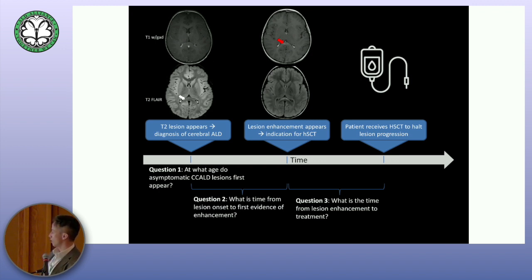One thing I want to point out is, in this multi-institutional cohort with lots of patients, half of the patients showed up with a T2 lesion and no enhancement. Half of the patients showed up with a T2 lesion and had enhancement. So we called this group the delayed enhancement cohort. It's not necessarily the case that if you're diagnosed with early stage cerebral ALD, you'll actually have evidence of enhancement. There are kids with clearly non-enhancing lesions.